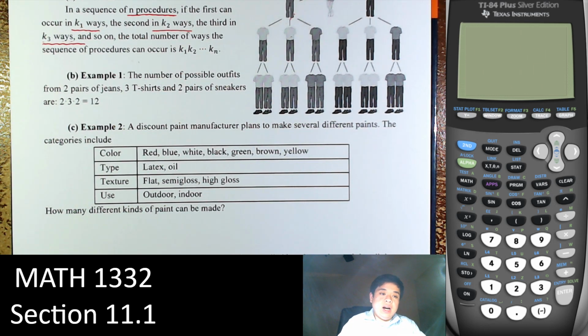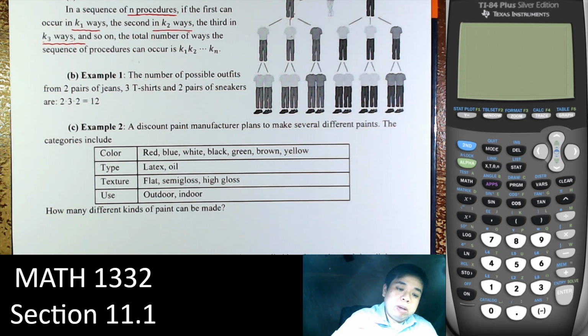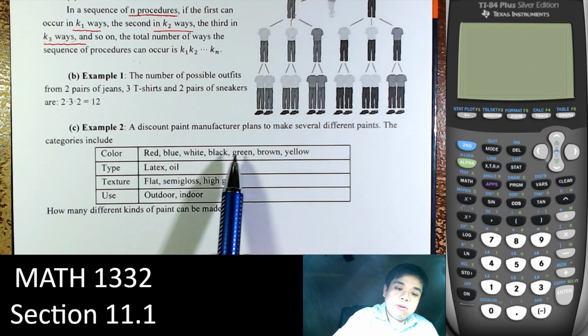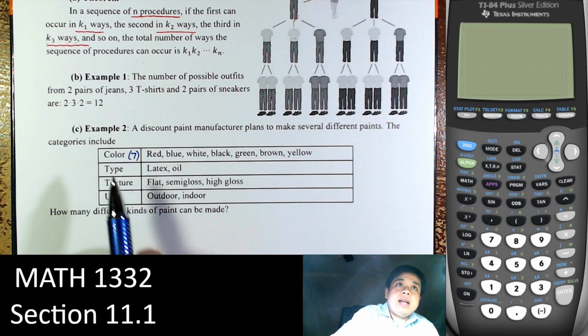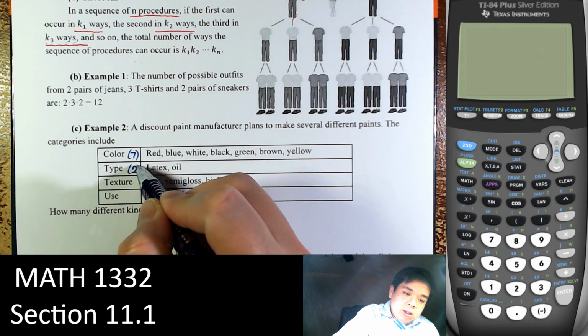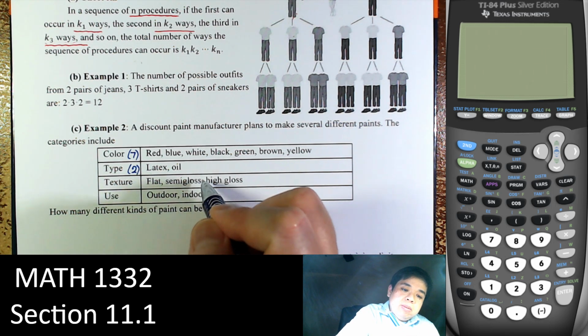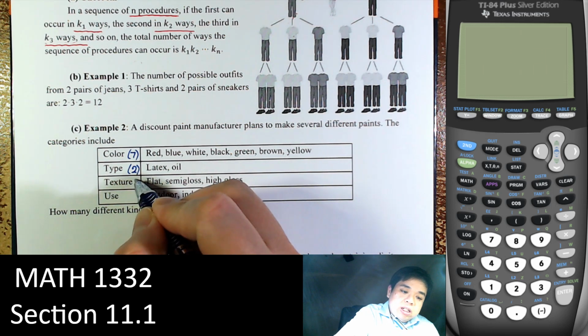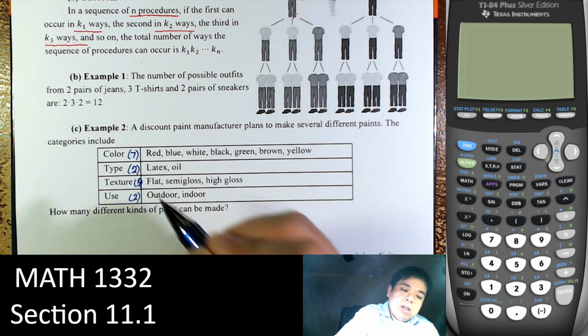Next we have this example. A discount pen manufacturer plans to make several different pens. The categories include: what kind of pen, how many kinds of pens can be made. So first color, 1, 2, 3, 4, 5, 6, 7. There are 7 colors. Type, there are 2 types: latex, alloy. Texture: flat, semi-gloss, and high gloss. There are 3 types. And then the use, 2: indoor and outdoor.